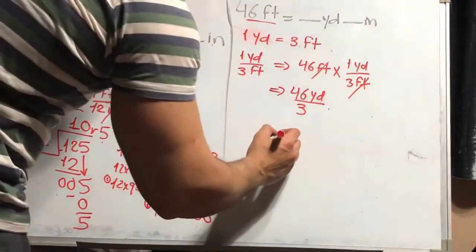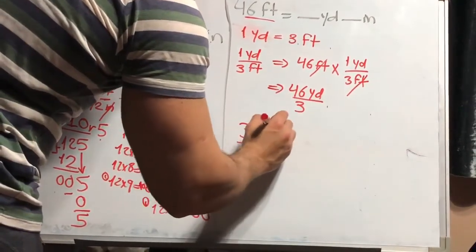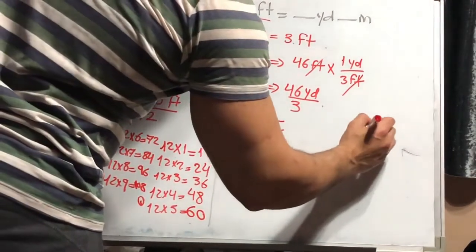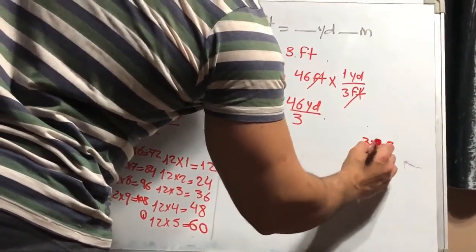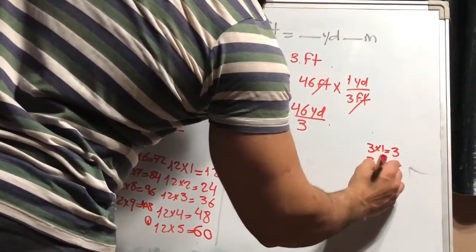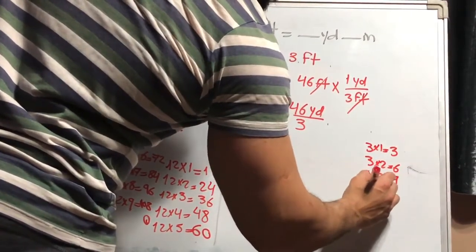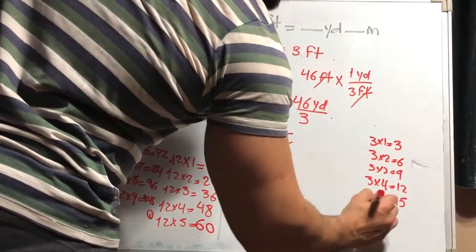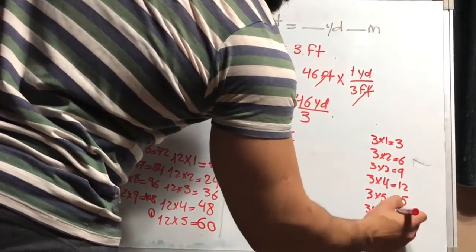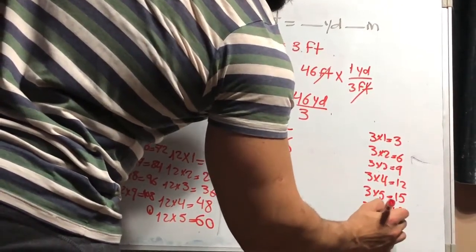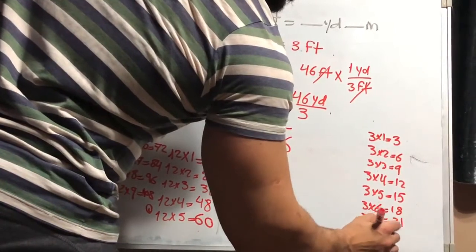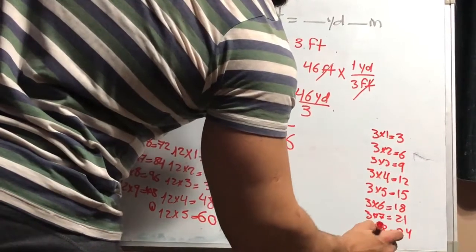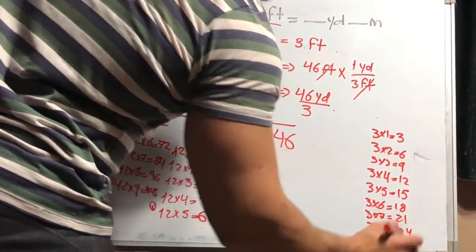So I'm going to have to use long division. We all know the times table of 3. 3 times 3 is 9. 3 times 4 is 12. 3 times 5 is 15. 3 times 6 is 18. 3 times 7 is 21. 3 multiplied by 8 is 24. 3 multiplied by 9 is 27.